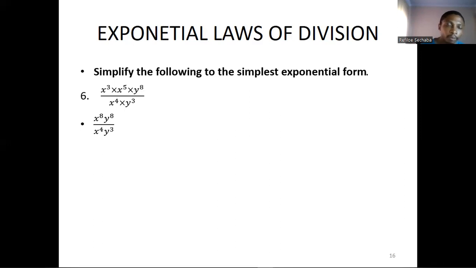Now you apply the exponential law of division. 8 minus 4. So it'll be x to the exponent of 8 minus 4 and y to the exponent of 8 minus 3. This is what you got. So 8 minus 4 will give you 4 and 8 minus 3 will give you 5. That's why you have x to the exponent of 4, y to the exponent of 5. Let's go to the next one.